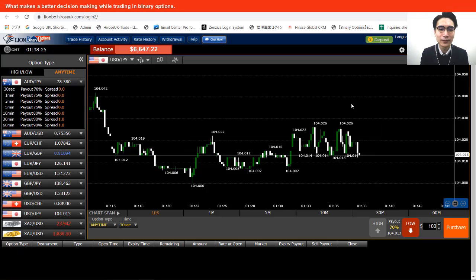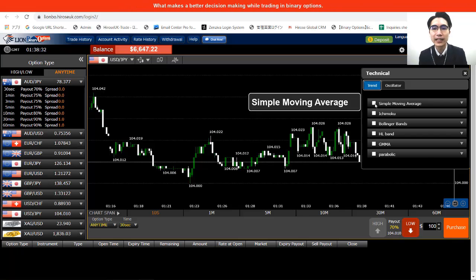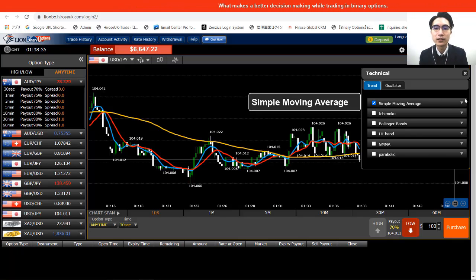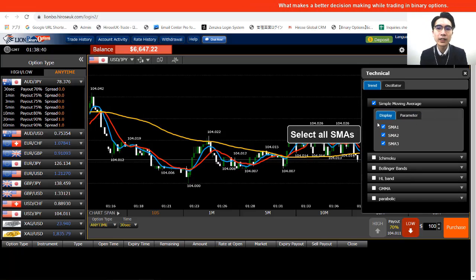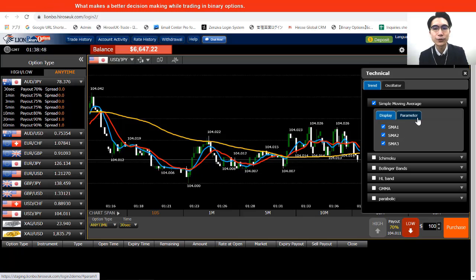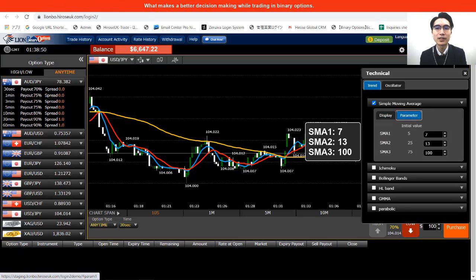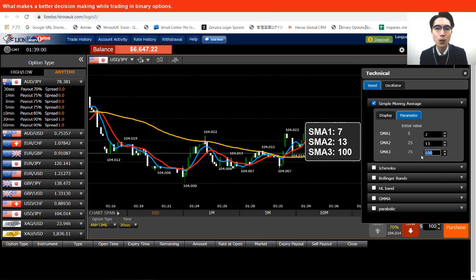Okay, so go to technical indicator. Yep, just that button right there. Select the simple moving average, and now we open the drop down for simple moving average. We need to make sure that all the simple moving averages are selected here. After we select all of them, we can go to parameter. The parameters we're using are 7, 13, and 100. So SMA1 is 7, SMA2 is 13, SMA3 is 100.